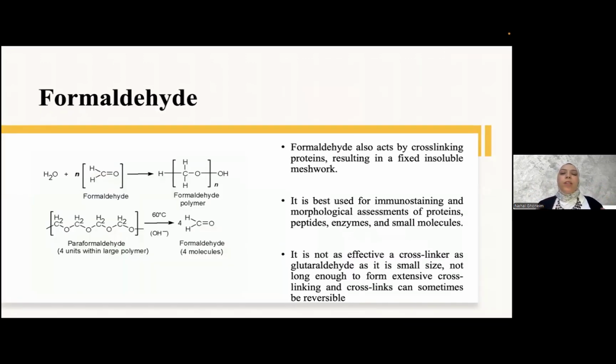The second generally used fixative is formaldehyde, and it is made freshly from paraformaldehyde. So usually we say formaldehyde, not paraformaldehyde. Formaldehyde also acts by cross-linking the proteins, resulting in a fixed insoluble meshwork. It is a base for immunostaining, as I said, but it is not as effective a cross-linker as glutaraldehyde, as it is small in size and not long enough to form extensive cross-linking, and the cross-links can sometimes be reversible. But usually we use formaldehyde freshly made from paraformaldehyde.